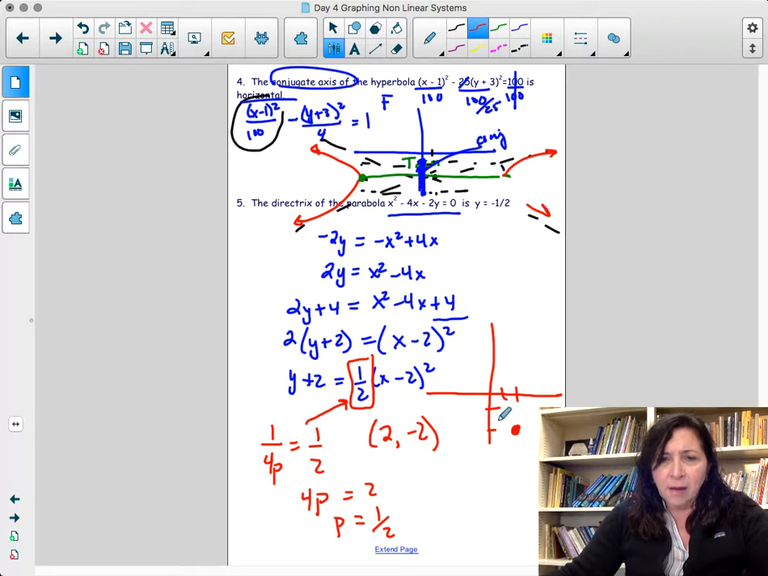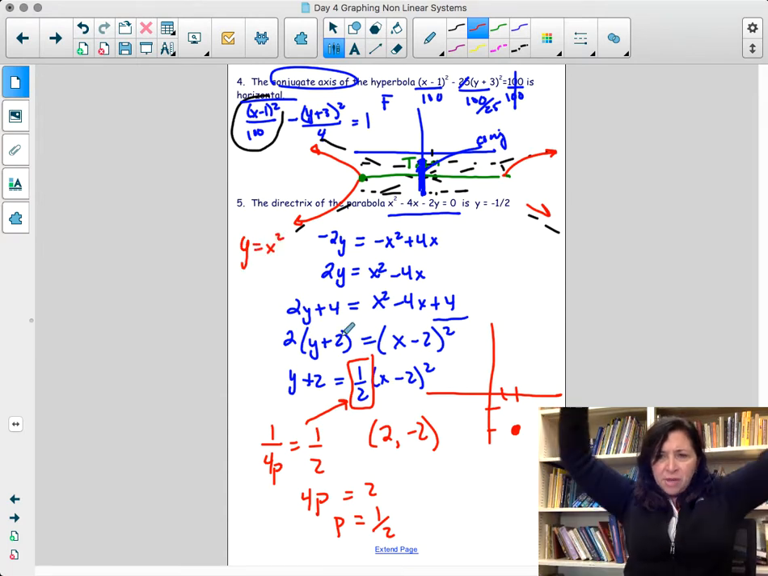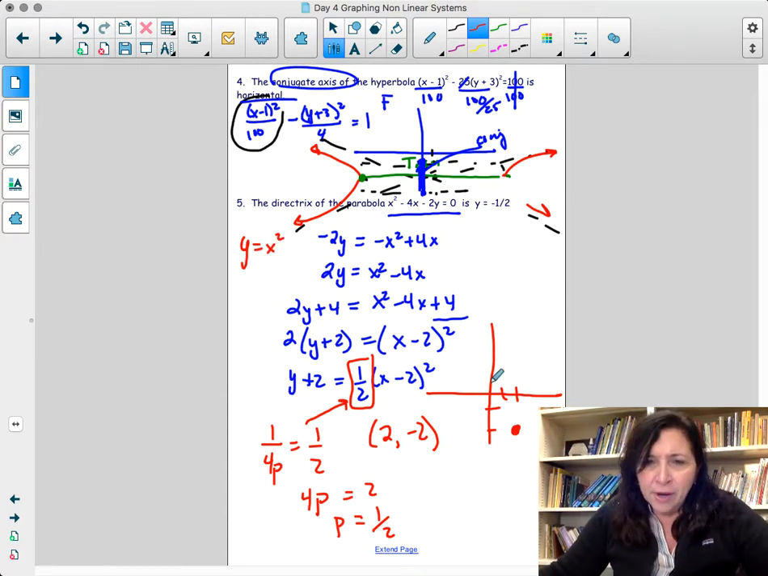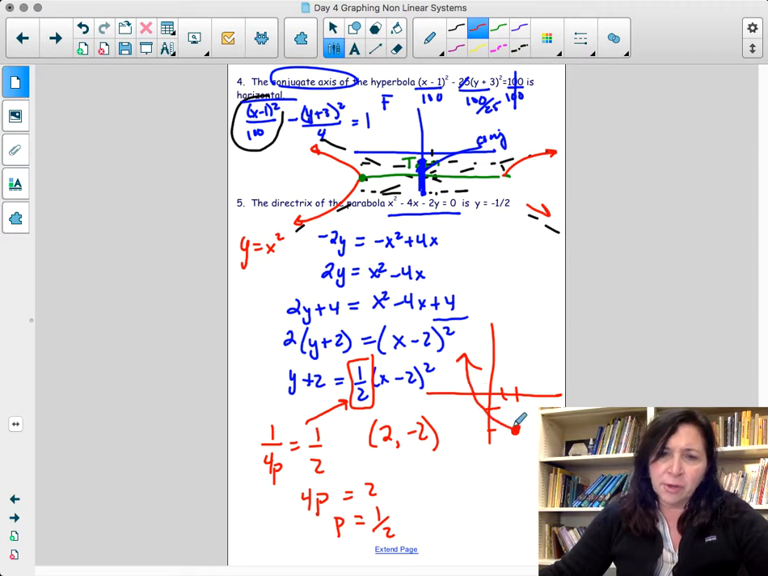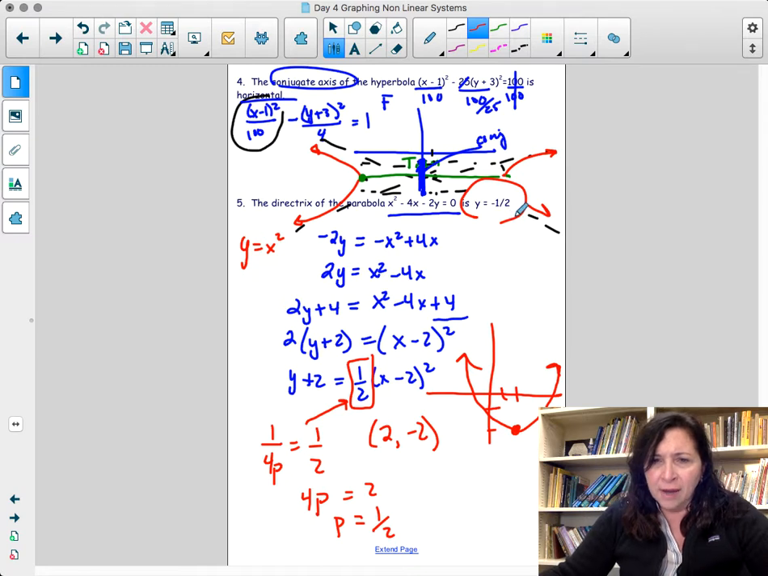Now, my graph, if you look at it, is a y equals x squared base graph. So that means it's going to be going up like that. So I know that my graph is going to shoot up like that. All right, now, the question is that the directrix is at y equals negative 1/2.